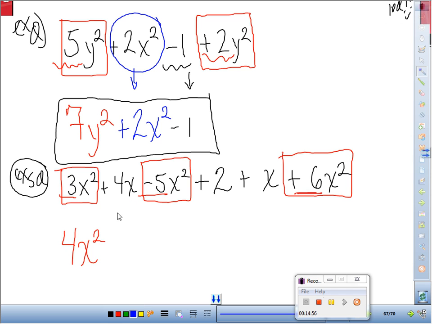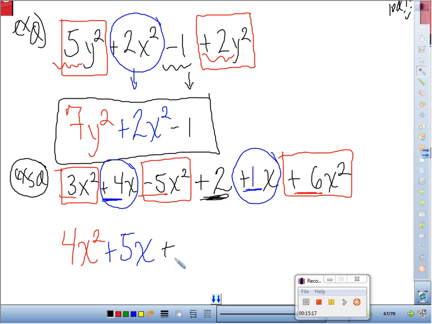Next, I'm going to circle 4x. Is there another x? Yes, right here. And I bring down the x. There it is. But I'm going to focus on the coefficients. This is positive 4, and this is positive 4 plus 1, that's positive 5. Are we there so far? At the end, I write my constant, that's plus 2, and I'm done.